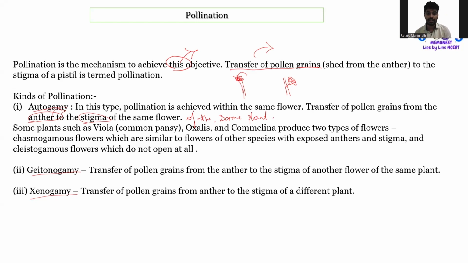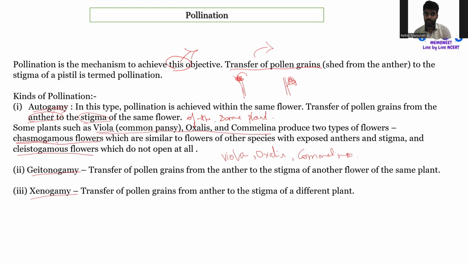Yes. Some examples have been given, such as Viola, Oxalis and Camellia. These are examples of plants that normally produce two kinds of flowers. One is the chasmogamous flower, and the other one is the cleistogamous flower.